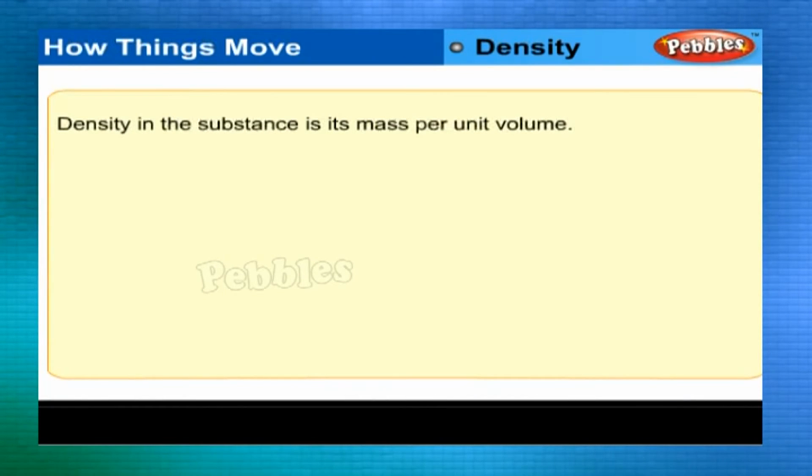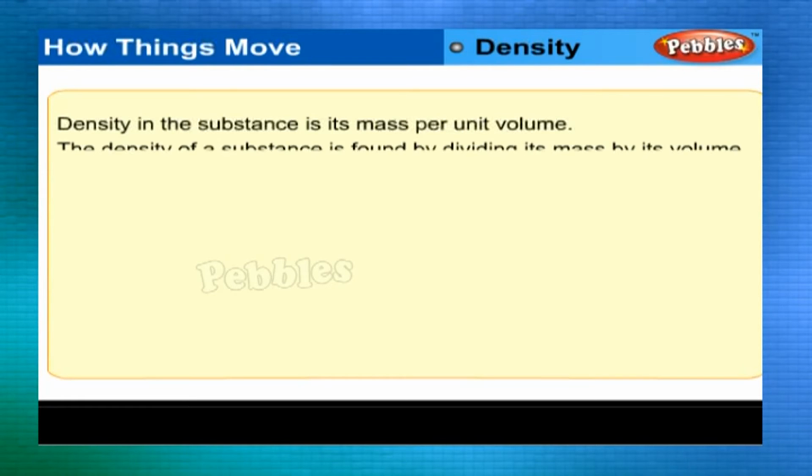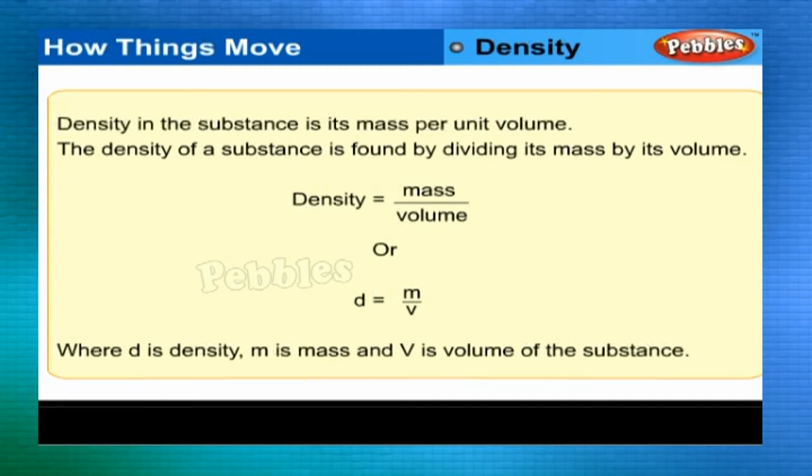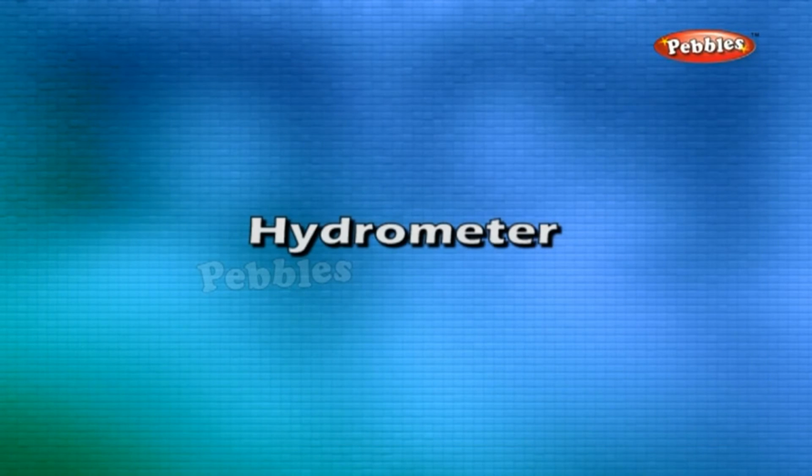Density. Density of a substance is its mass per unit volume. The density of a substance is found by dividing its mass by its volume. Density is equal to mass divided by volume, or D = M/V, where D is density, M is mass, and V is volume of the substance.